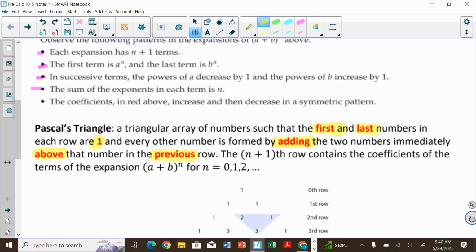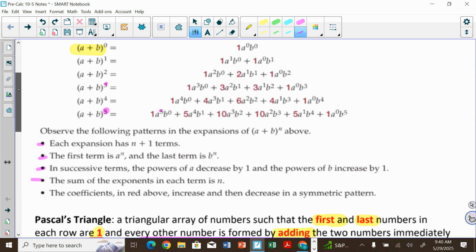Okay? And the n plus 1 row contains the coefficients of the terms of the expansion a plus b to the nth power for n equals 0, 1, 2, and so on. Okay? So for example, this part right here where it talks about each coefficient is 1, but every other number is formed by adding the two numbers immediately above that in the triangle in the previous row. Let's take a look up here.